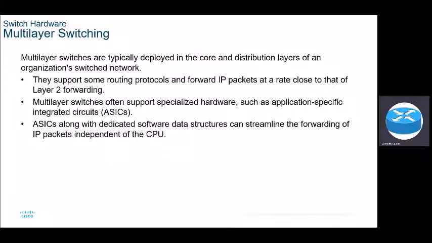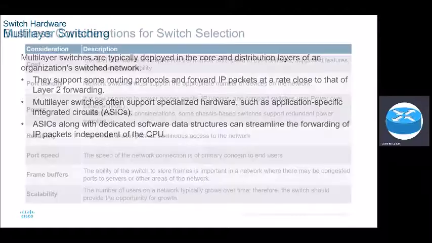Multi-layer switching. Multi-layer switches are typically deployed in the core and distribution layers of an organisation's switch network. They support some routing protocols and forward IP packets at a rate close to that of layer 2 forwarding. Multi-layer switches often support specialised hardware such as application-specific integrated circuits, or ASICs. ASICs, along with dedicated software data structures, can streamline the forwarding of IP packets independent of the CPU. So it's all done in specialised hardware, basically right next to the switch ports.